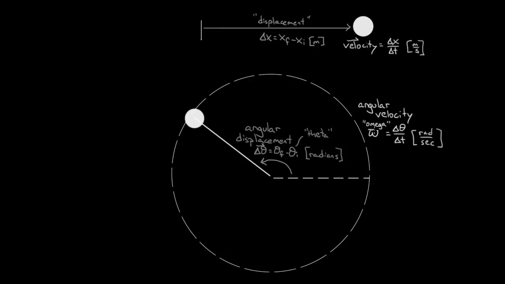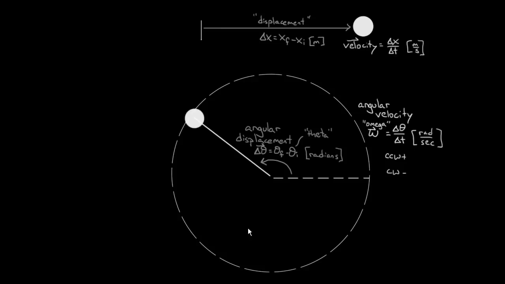So I'll put an arrow over this omega. Which way does it point? Technically speaking, you'd use the same right-hand rule you use to determine the direction of the angular displacement. But again, if it's rotating counterclockwise, we can just consider that to be positive. And if it's rotating clockwise, we can consider that to be a negative omega or a negative angular velocity.